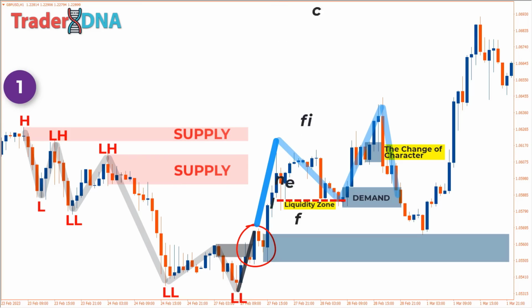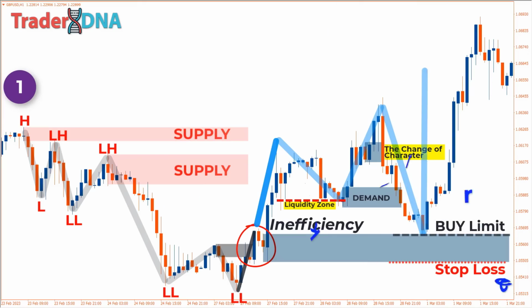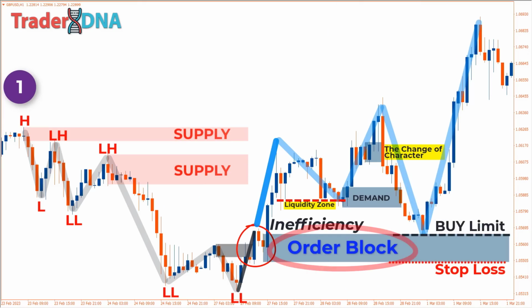A clear inefficiency exists, and there's a valid demand area right below the first one, which could function as a liquidity sweep. An important point to note is that we cannot control the market. However, we can position ourselves to be ready for various scenarios that may unfold.